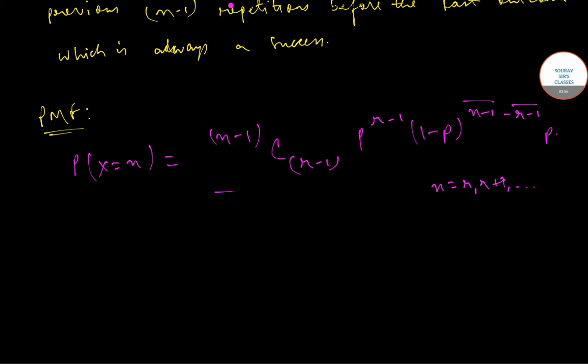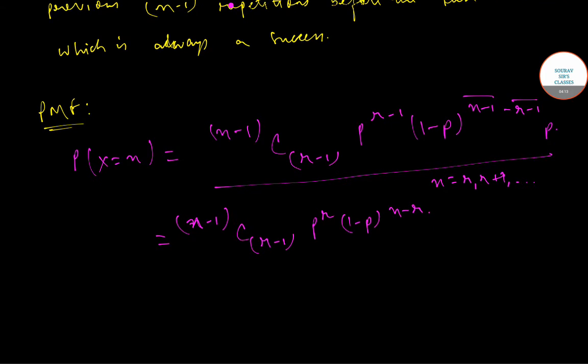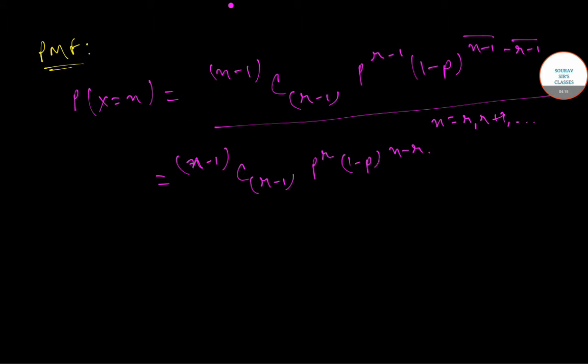and this PMF can be further simplified to and written as x minus 1 C r minus 1 p to the power r into 1 minus p to the power x minus r, where p represents the probability of success for each trial.